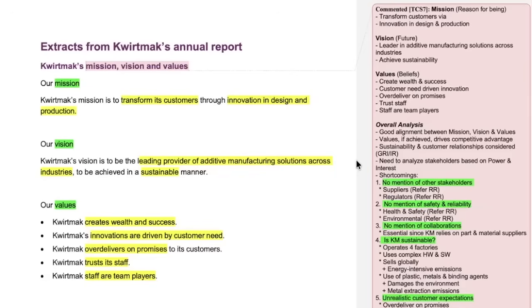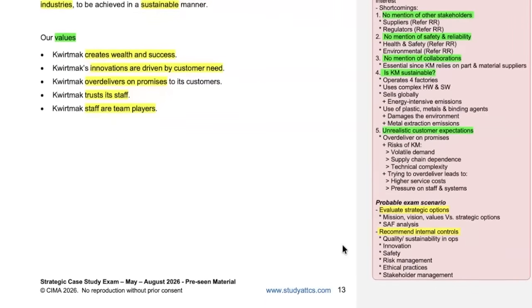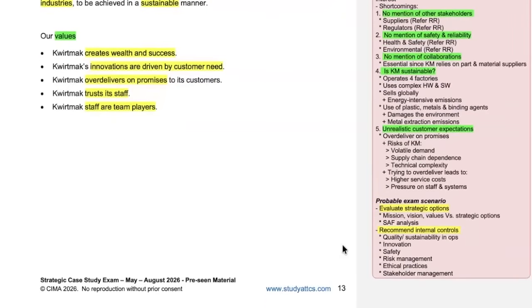And we need to analyze stakeholders based on power and interest. Therefore, your knowledge concerning Mendelow's matrix will be tested, given the fact that there's a mention of three main types of stakeholders as per our values, which are our shareholders, customers, as well as our own employees. So having said that, let's try to understand what is missing when you look at the vision, mission, and values of your chosen company. There is no mention of other stakeholders.